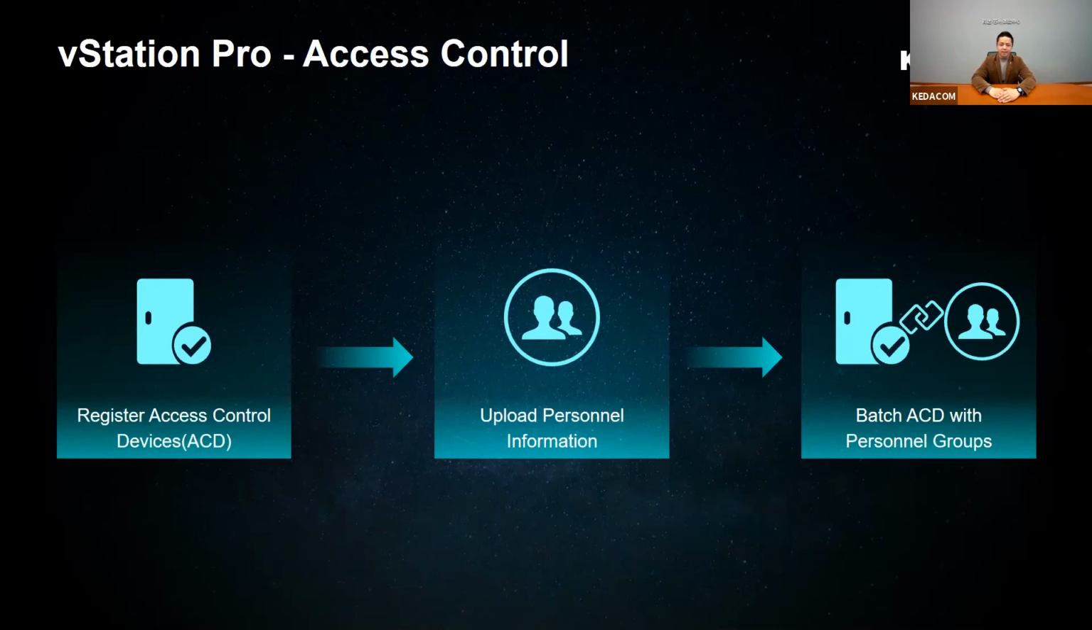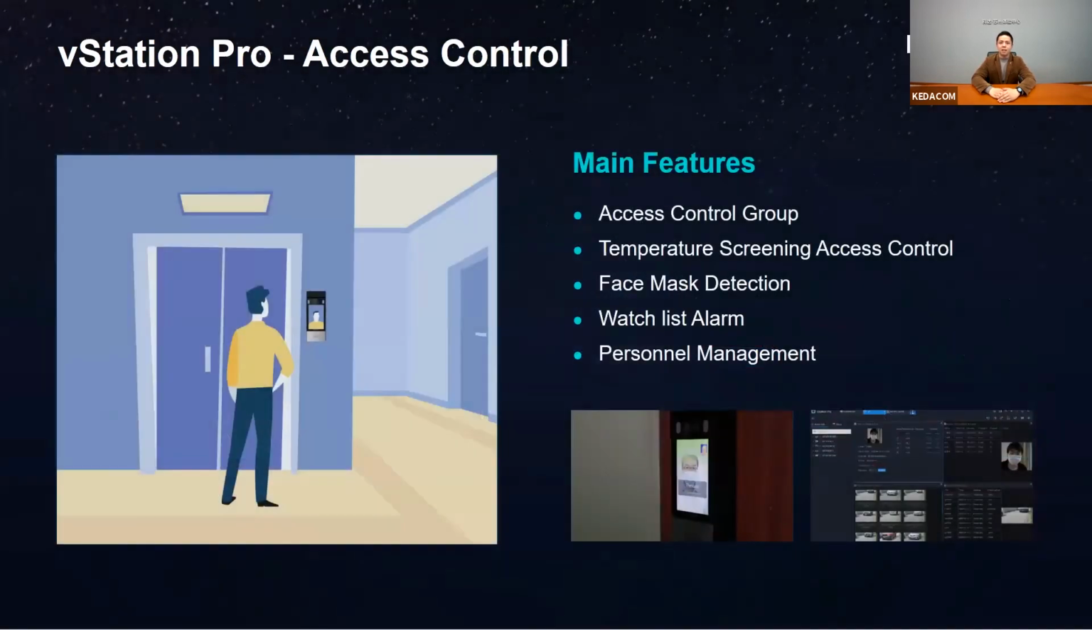Now, let's review together the features of this access control management module. The combination of access control group management, personnel management, mask detection, body temperature screening, and watch list warning, etc., undoubtedly provide protection for the identity verification and health and safety of personnel entering and exiting the factory. Of course, we have also prepared a section of operation screen recording to let everyone know more about the vStation's access control management module.